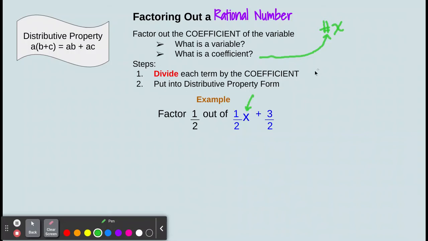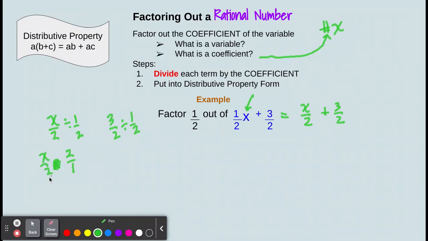That means we're factoring, so we need to do the opposite of the distributive property, which means we need to divide. So we're going to divide each term by 1/2. So I'm going to go over here. This expression can also be rewritten as this. That's the same thing. So x over 2 divided by 1/2. Remember, 1/2 is our coefficient. And then 3/2 divided by 1/2. These are fractions, so we need to keep change flip.